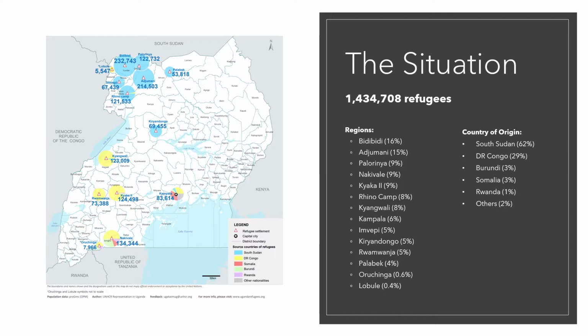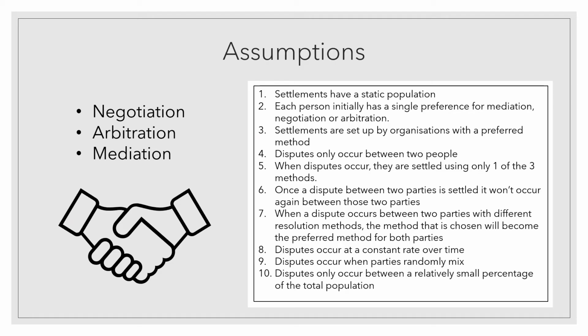In these settlements, refugees come from 5 main countries, with 62% being from South Sudan, 29% from the Democratic Republic of the Congo, 3% from Burundi, 3% from Somalia, 1% from Rwanda, and 2% from other countries.